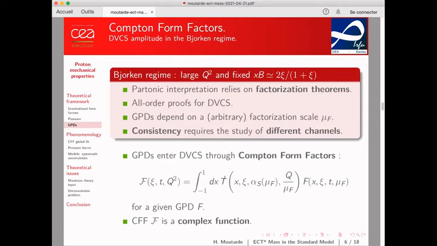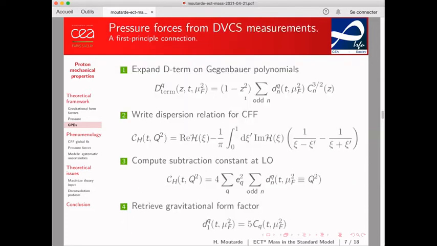So with respect to the energy momentum tensor studies and the extraction of pressure forces from DVCS data, the Compton form factors are the key tool, and we'll work with this in the first part of the talk. And in the second part of the talk, I will address more generally the question of how we can invert this relation to recover a GPD from a Compton form factor, beyond the question of pressure forces. But first, about pressure forces, how does it work?